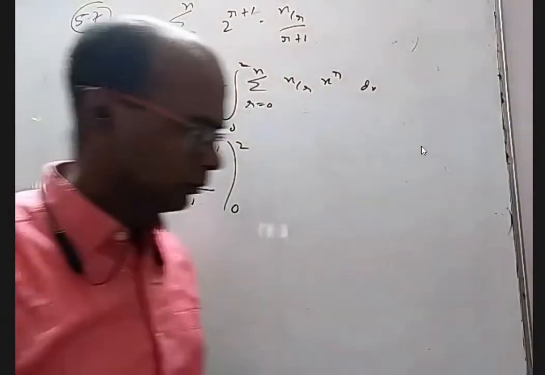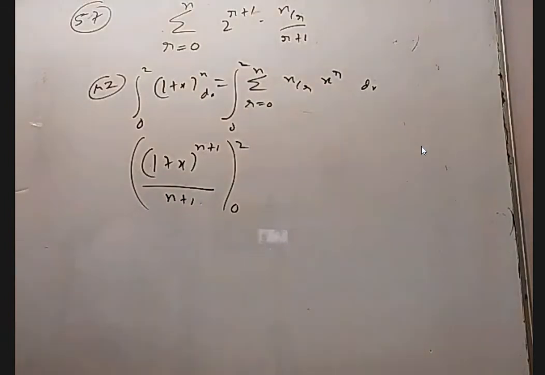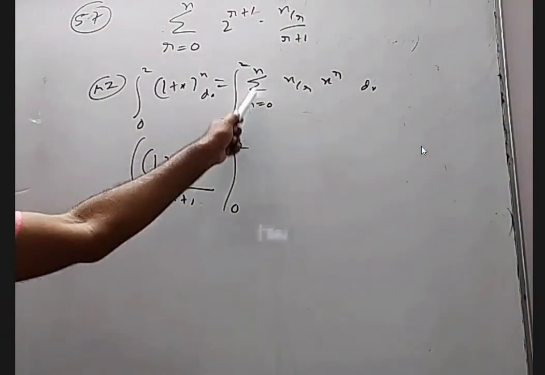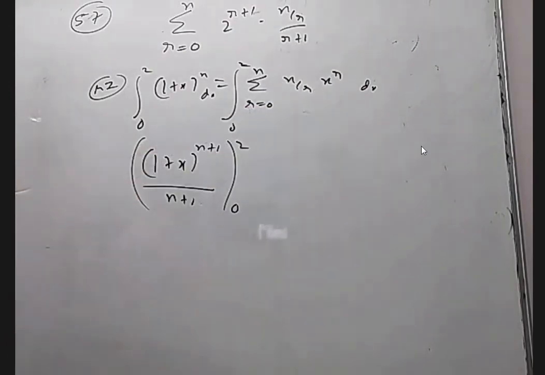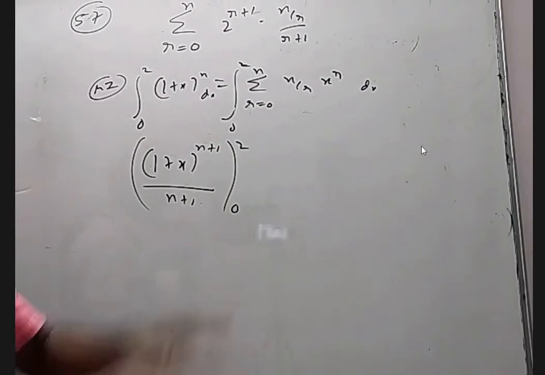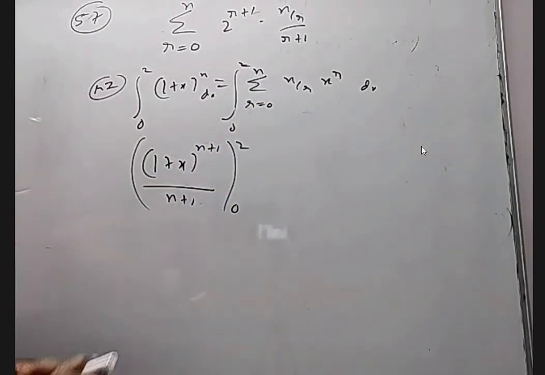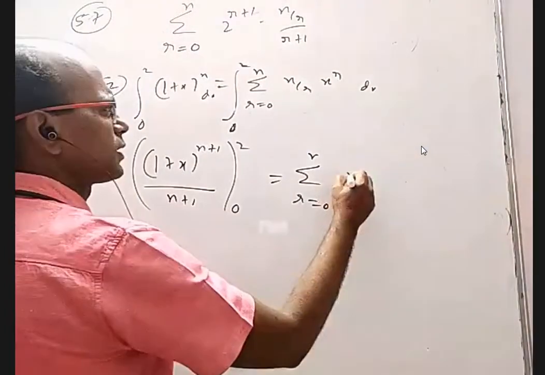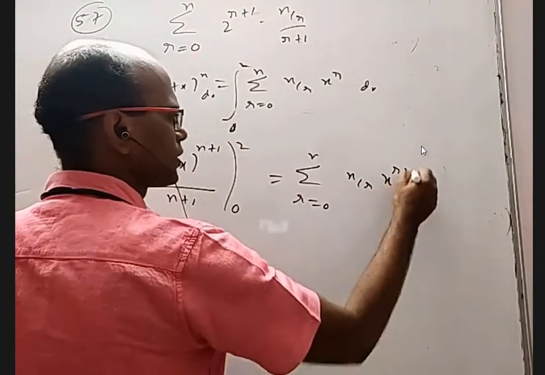Sir, you are using sum on the right side? It is sigma, right? We can do integration for the sum of the things also, right? I can take the integration symbol inside the sigma, not a problem. Sum of many things you can integrate, right? Yes, sir.